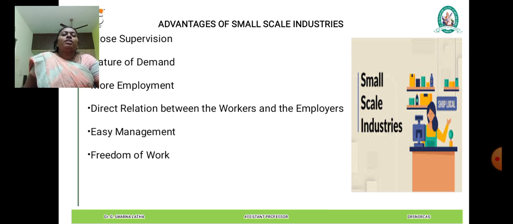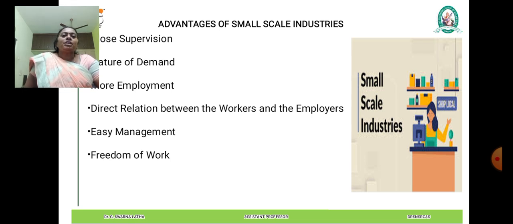Direct relation between the workers and the employers. In small scale production, fewer workers are employed. Therefore, a close relationship exists between the employer and the workers. Because of this close relationship, the employer can look after the well being of his employees, and employees too consider the work as their own work. Work goes on smoothly without any disputes between the two parties.